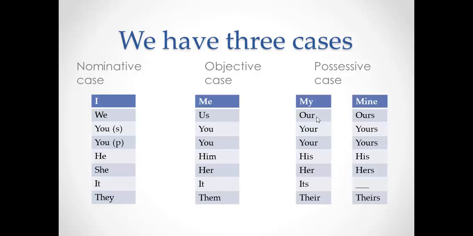It's okay. So the difference between the two cases is that my, our, your, his, her, its, their must be followed by a noun. But mine, ours, yours as singular and plural, his, hers, and theirs, we cannot use a noun after them, but we can use a verb.